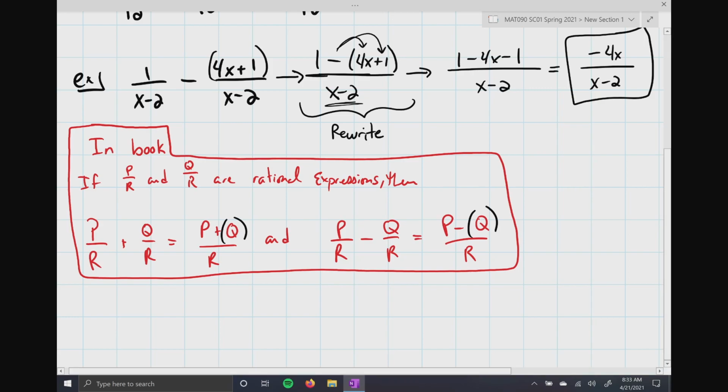Okay? Now I just group like terms. 1 minus 1 is 0. So I'm left over with negative 4x over x minus 2. Are there any questions?